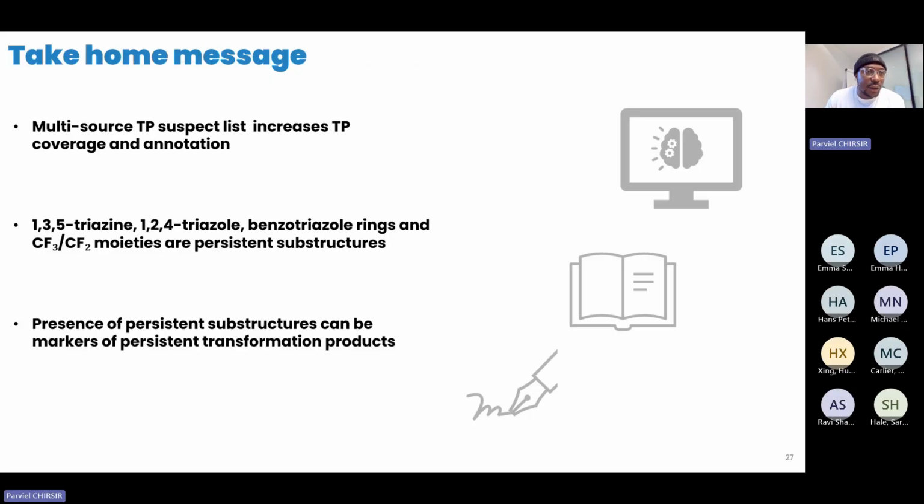Now, a few take-home messages from here: a multi-source TP suspect list increases transformation product coverage and annotation compared to using a single source transformation product list. The 1,3,5-triazine ring, the 1,2,4-triazole, the benzotriazole rings, and the CF3 and CF2 groups are persistent substructures in transformation products of their corresponding parents. And these persistent substructures can serve as markers or indicators of persistent transformation products.